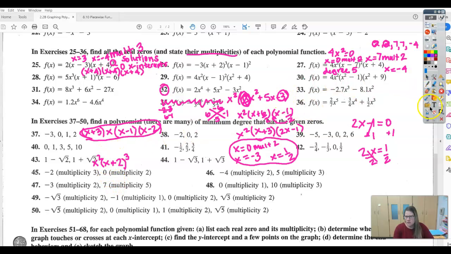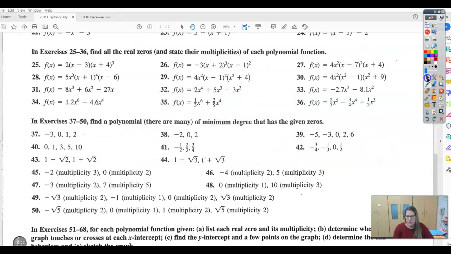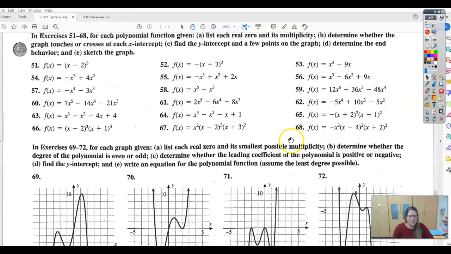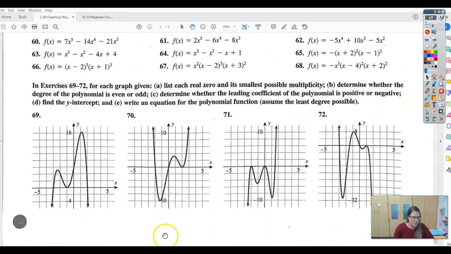Okay, so that's just a quick refresher. In the next video, we are going to go over the new part, which will be in exercises 51 through 72. So tune into that one to learn how to do that, the last part.